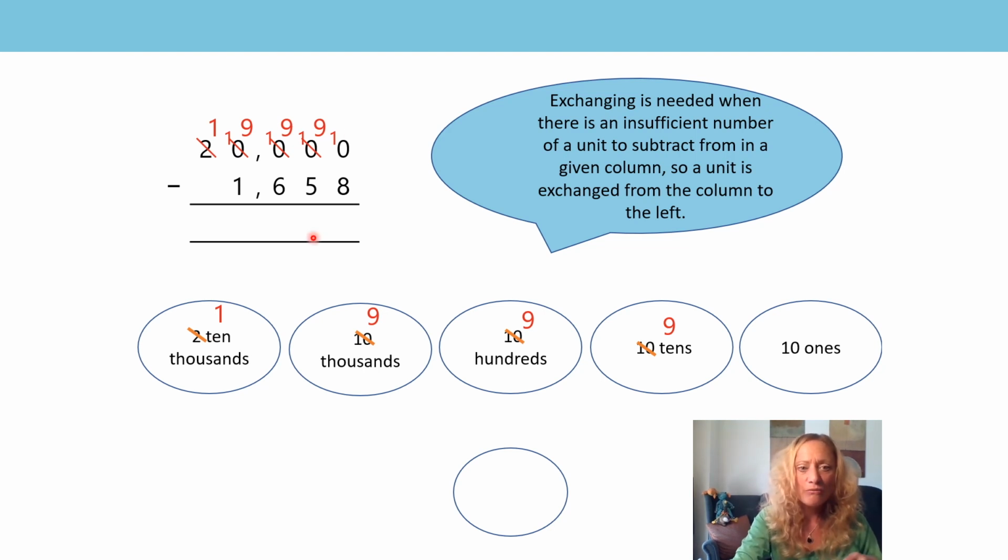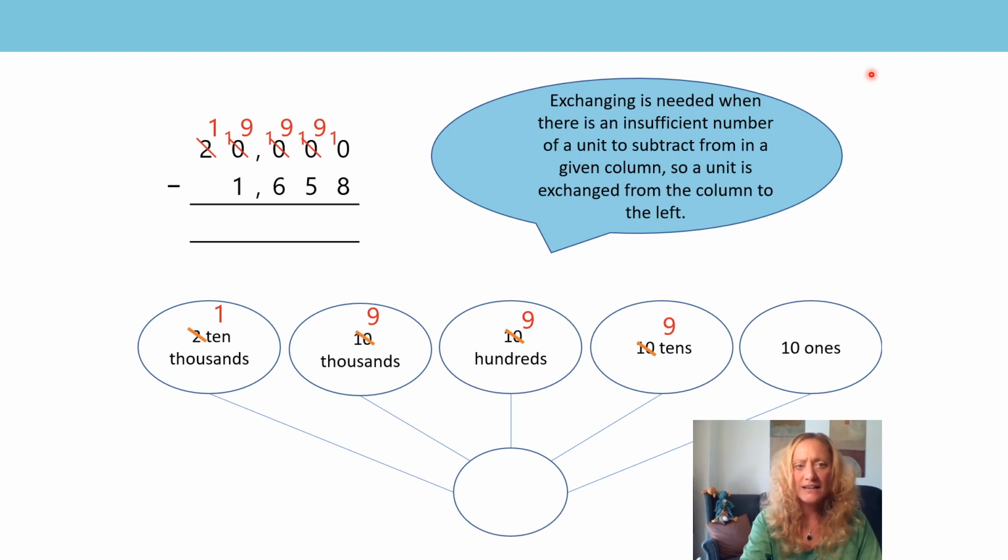Shall we check? Let's see what we've got here. So we had one 10,000. Shall we count them up together? One 10,000 plus 9,000. So I've got 19,000 plus 900, 19,900 plus 90, because that's 9 tens. So 19,990. And I've got to add on 10 ones. 19,990 plus 10 is 20,000. Fantastic. So my minuend has stayed the same.